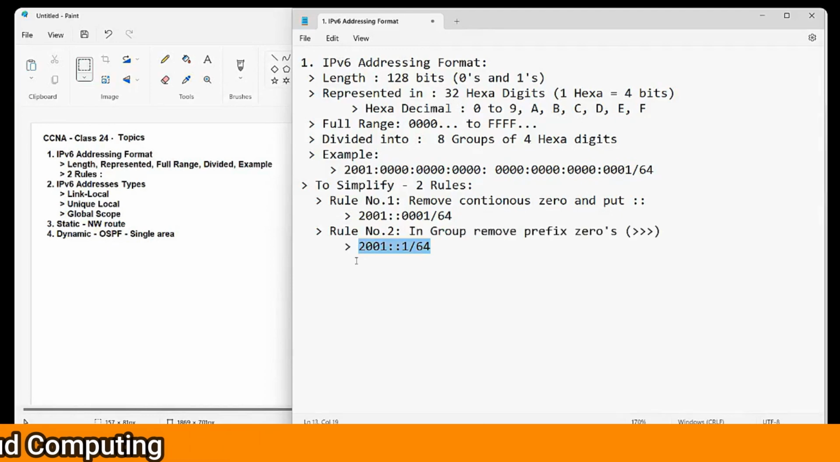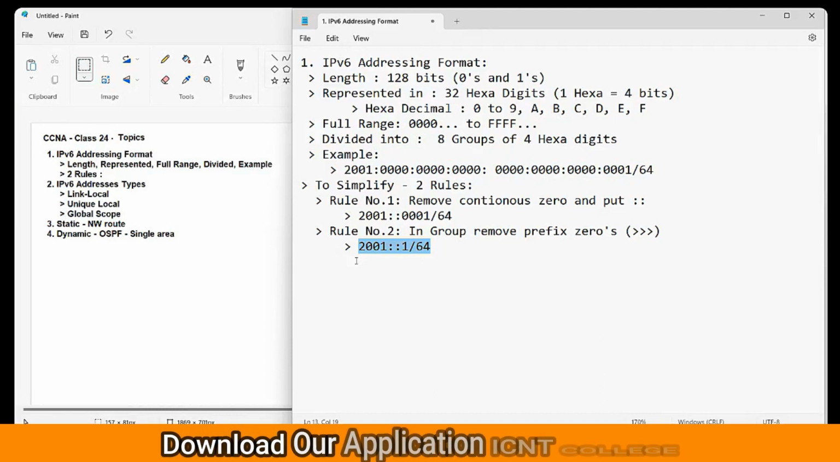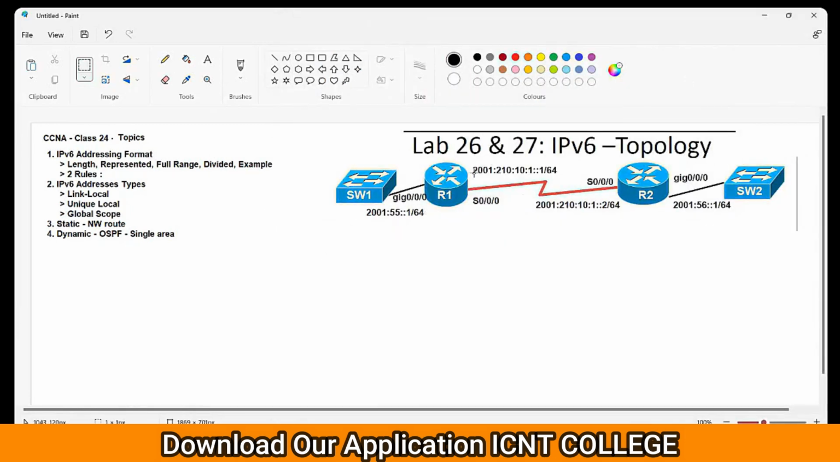I already told you the hexa format is 0 to 9, A, B, C, D, E, F. Any of these 16 characters can come, so it can be alphanumeric. What I am teaching here, why I use a simple format, is because I want to teach you the rules. If I put A, B, C, D, it will be more confusing for you. So the idea of keeping it simple is to teach you the rules. Next step, when we do the lab, we will come to all these things. See this lab, you can use this 2010.